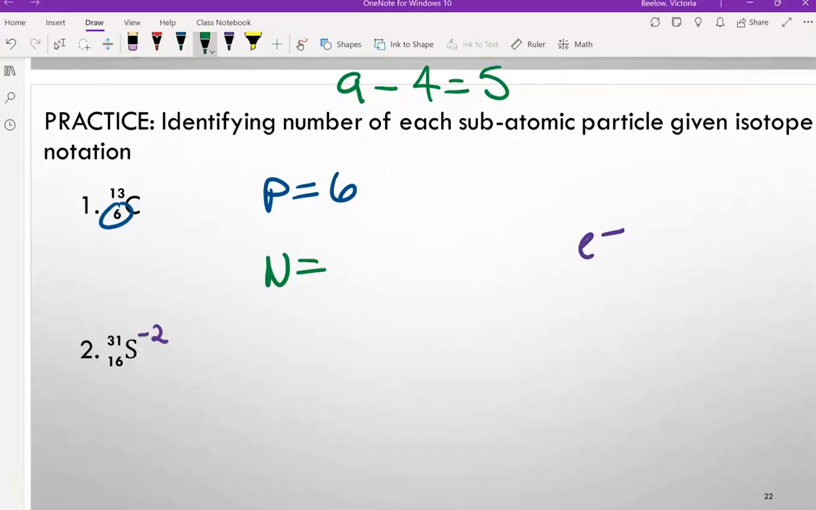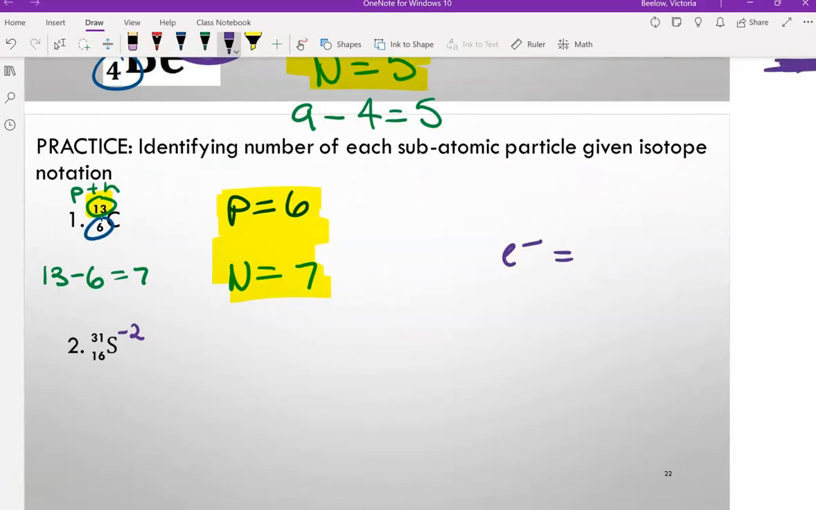And then neutrons, again, remember, this is the mass, which is protons and neutrons added together. So if you want to just find the neutrons, you have to take that mass, which is the protons and neutrons added together, and subtract out the protons so that you can just find the number of neutrons. And that makes sense because if you add 6 and 7 together, that would be 13, which is your mass.